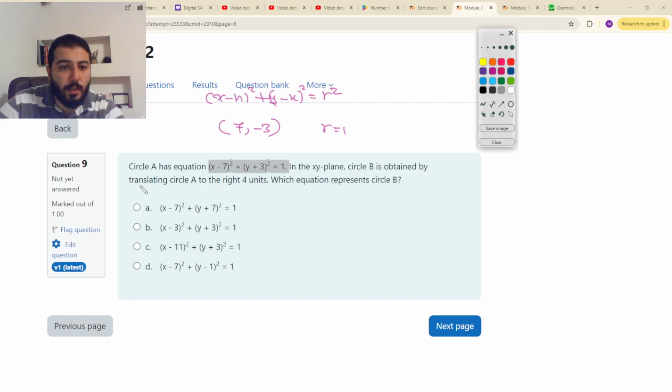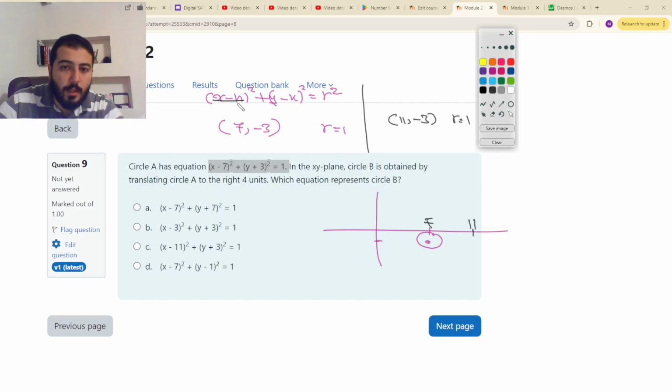Circle B is obtained by translating circle A to the right 4 units. So if this one is at 7 and negative 3, with radius 1, we take this circle and send it to the right 4 units. So that's it, like this. So this 7 will be 7 plus 4, which is 11. So now we know that the center is 11 and the same negative 3, and the radius is itself.